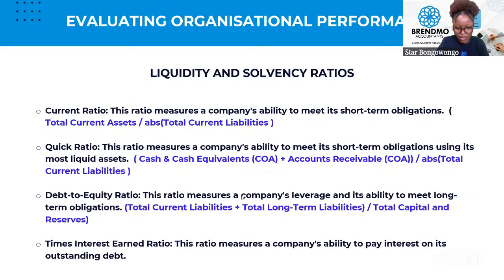So the debt to equity ratio is total current liabilities plus the total long-term liabilities, and then you divide that by the total capital and reserves. We're just basically showing how much we are owing, and how much in equity we have at that point in time. What that would show you is how much we are investing as the shareholders, and how much debt we are taking from other parties. My apologies for that. And then the times interest earned ratio would basically measure a company's ability to pay interest on its outstanding debt.